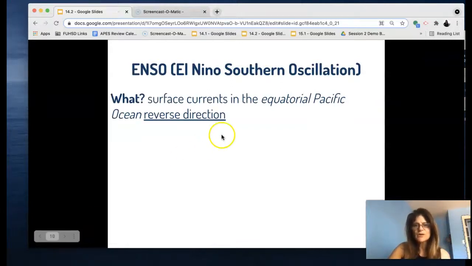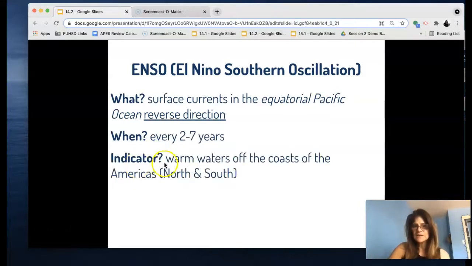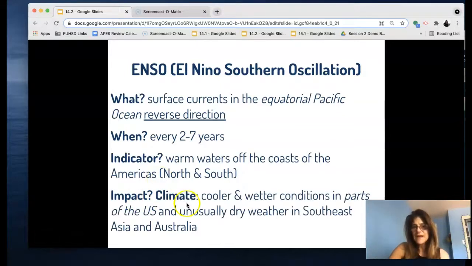So, El Nino is when surface currents in the equatorial Pacific Ocean, that means the Pacific Ocean along the equator, reverse direction. It happens every 2 to 7 years, and a big indicator is when warm waters appear off the coasts of North and South America. Normally, those waters are very cold. And it impacts climate in a variety of different places on the planet. It results in cooler and wetter conditions in parts of the United States and unusually dry weather in Southeast Asia and Australia.